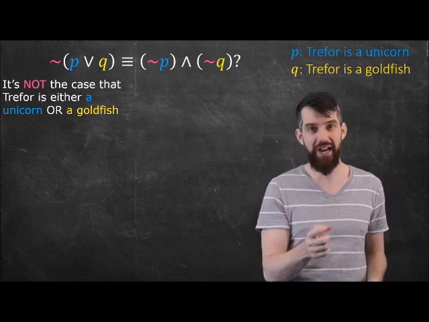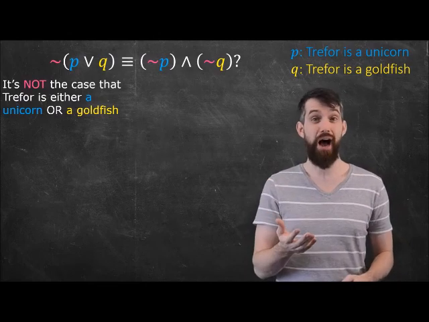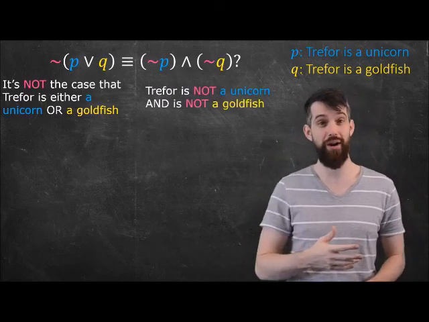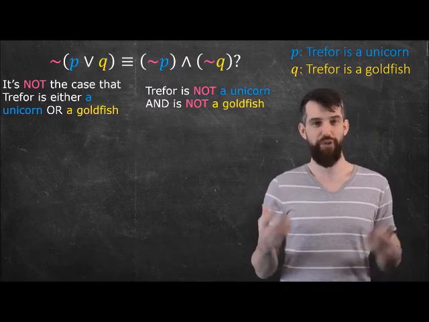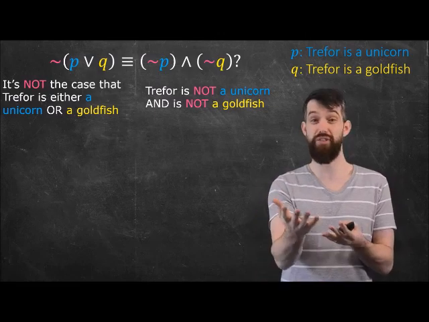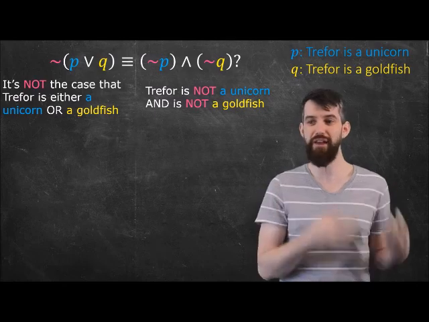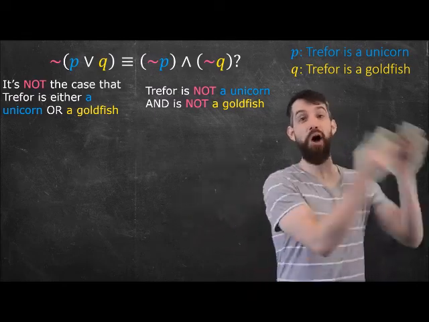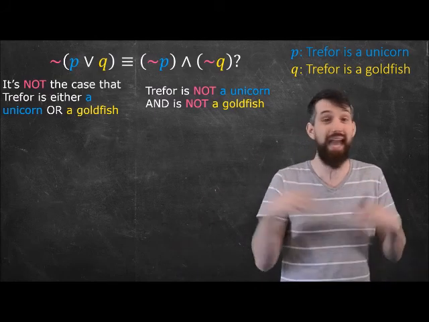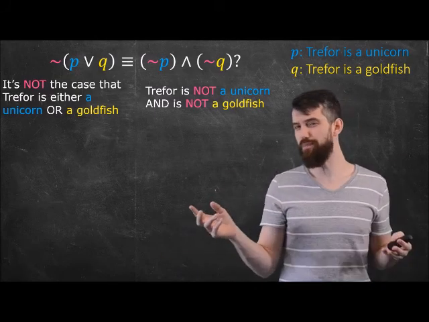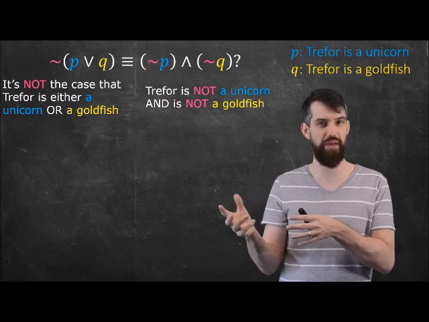Now, for the right-hand one, I'm saying not P and not Q. In other words, I'm saying that I am not a unicorn and I am not a goldfish. Now, it's a silly example, but if you look at these 2 different things, do you think they express the same idea, or a different one? Well, if I'm saying it is not the case that I am either a unicorn or a goldfish, it really means I can't be either of those. Which is basically what the right-hand side is saying as well. It's saying I can't be a unicorn and I can't be a goldfish.